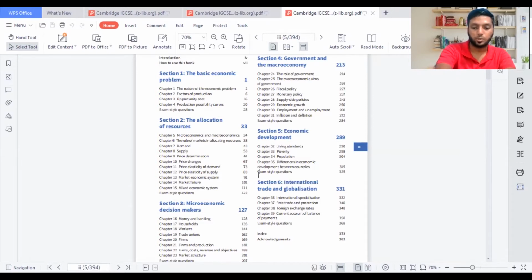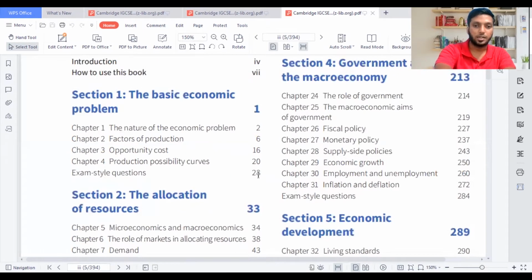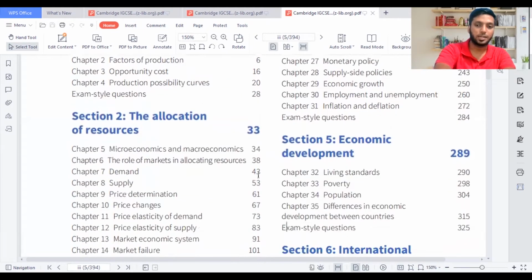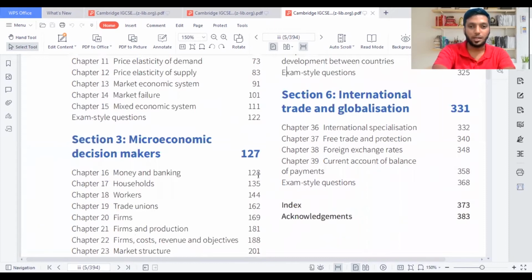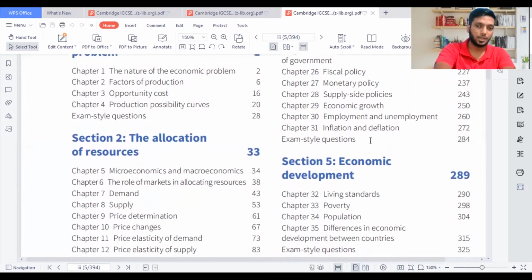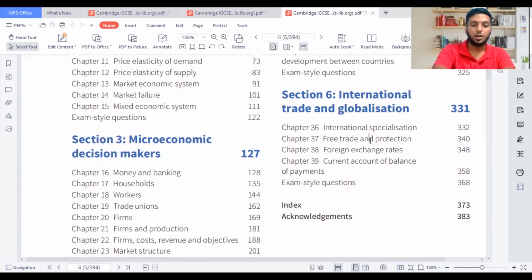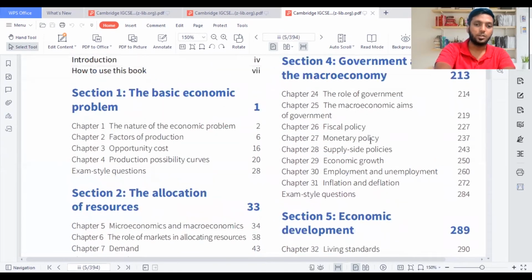Let me zoom in a bit and show you what the syllabus contents are. When you're learning in school, this is divided into six terms. But if you're a private candidate, you don't have to learn in these six terms. Dividing this into six contents and learning it will help you a lot in understanding the basics as you move ahead. You can start with the first one, the basic economic problem. That is the first content on their syllabus.